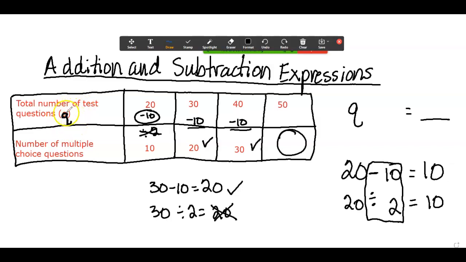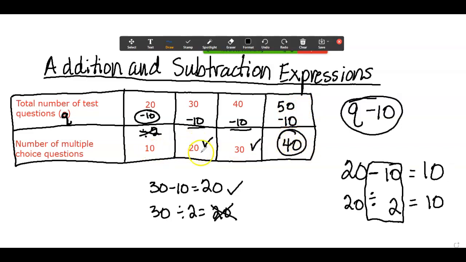So I'm using Q as my variable right here. Q minus 10 is my expression. Okay, I don't want to have this equal sign right here. So this is my rule. The rule is Q minus 10. Oh, I missed my 50. Okay, so if Q minus 10 is my rule, then to find the missing piece is to do the rule. So 50 minus 10 is 40.